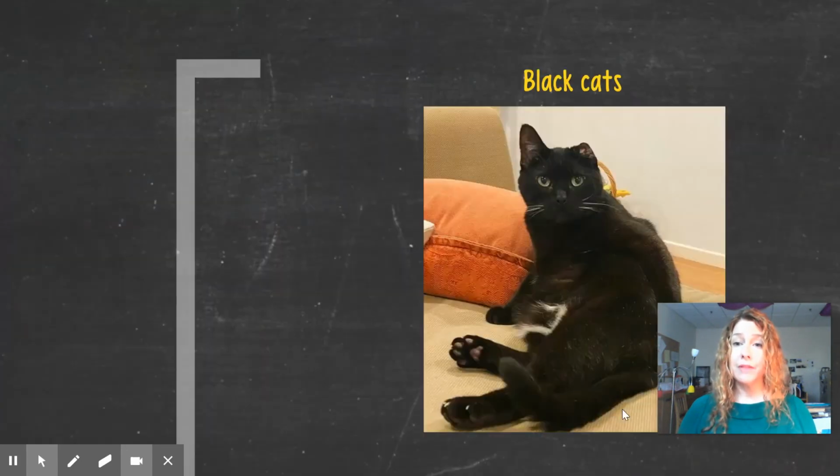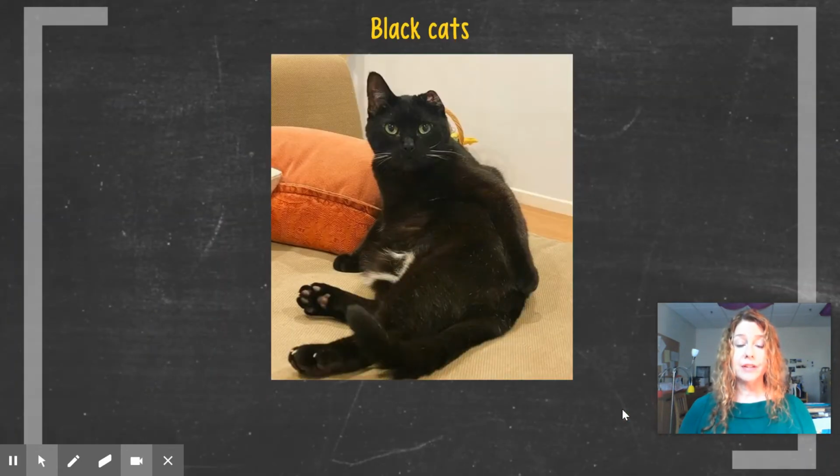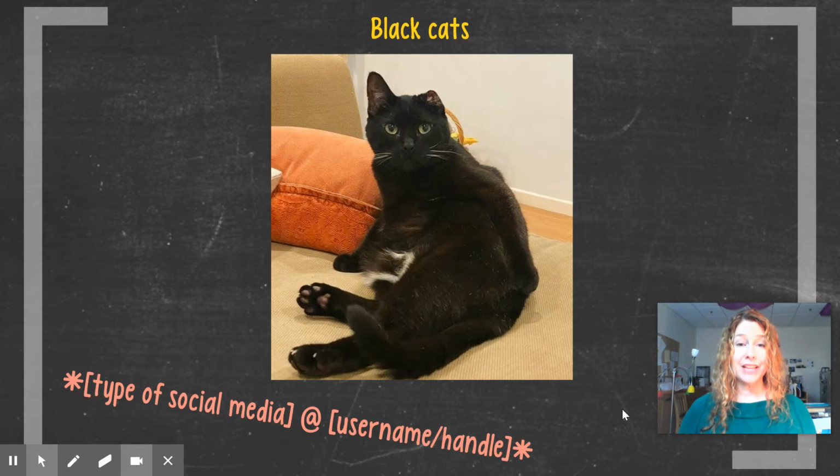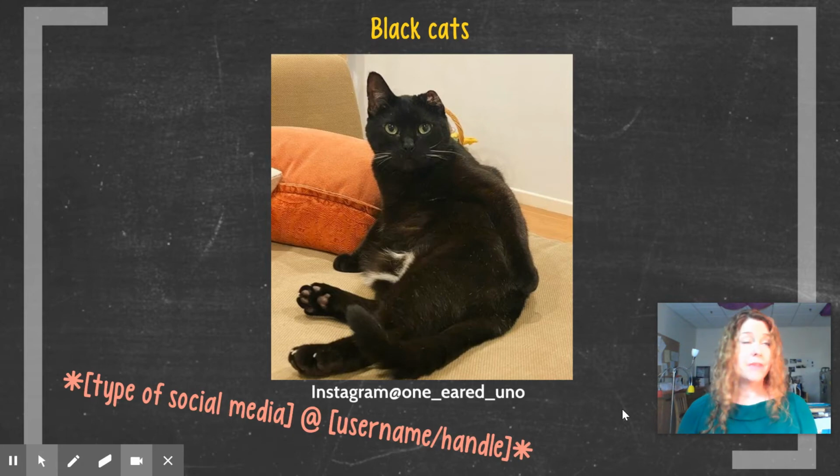And if we want to put that photograph into our presentation, here's our One-Eared Uno photo again. The format is simply the platform or type of social media, the @ and the username or social media handle. So here, very, very easy. It's simply Instagram @One-Eared Uno. And we are covering ourselves from accidentally committing plagiarism. This is all you need to do for a standard photo, whether you take it from the web or from a social media.